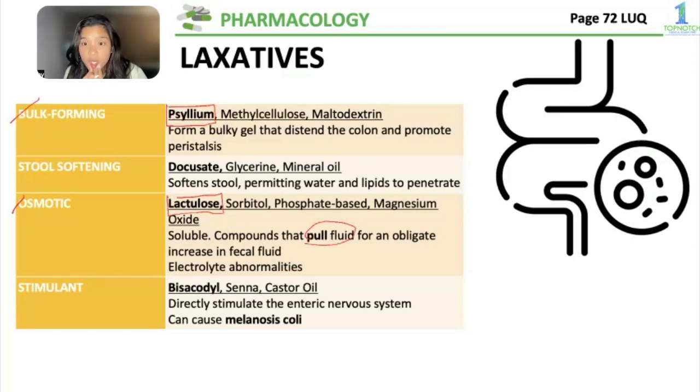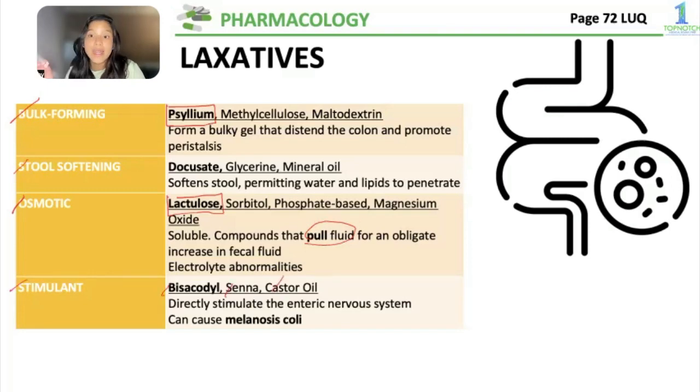There are also other agents that we can use. So we can give stool softeners, such as your docusate. So what they do is it acts like a surfactant sa surface ng poo to allow more water and fatty substance to enter the poop, makes the poo softer, and it allows you to empty your bowels a bit quicker or a bit better. Next, you have your stimulants, your bisacodyl, your senna, and your castor oil.